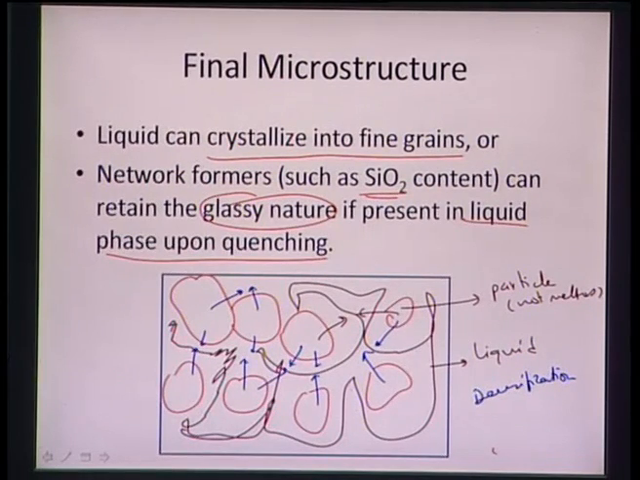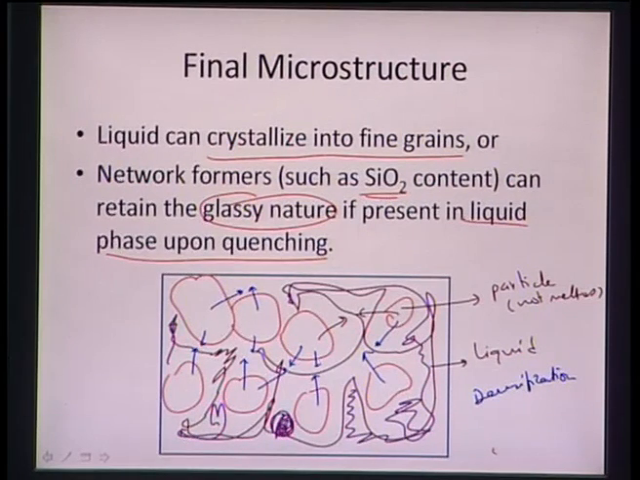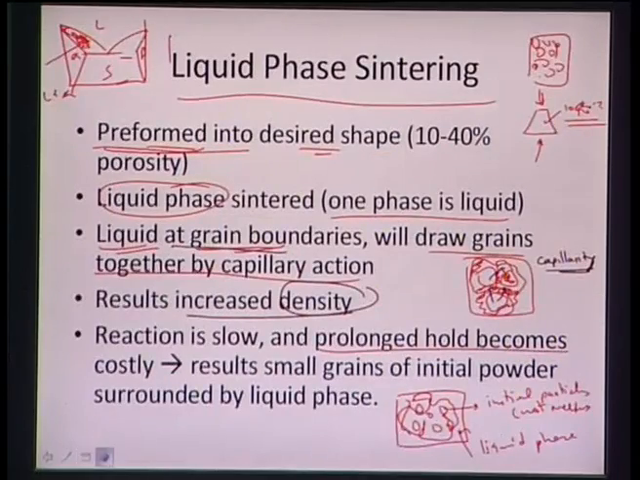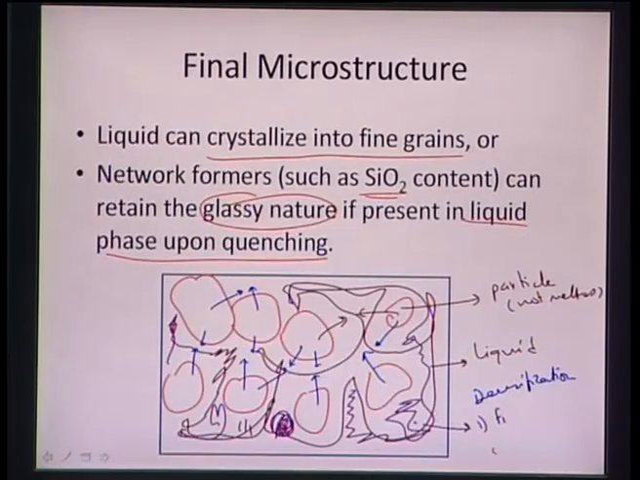all this liquid is surrounding all those grains or the particles which are unmelted. We can start seeing crystallization even in this regime, in the liquid regime, or we can also see that the glassy nature or the liquid nature of this particular liquid remains as such. So from this liquid we can either get fine crystallites, or we can again have a liquid or a glassy structure.